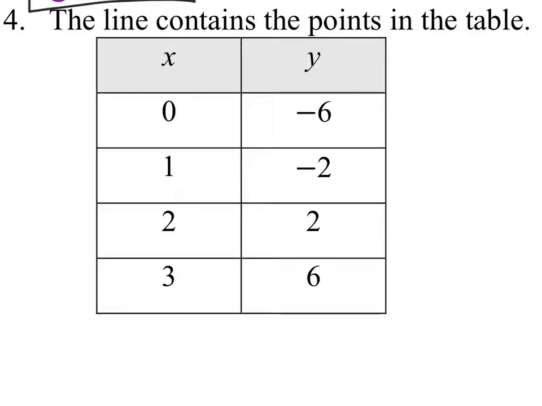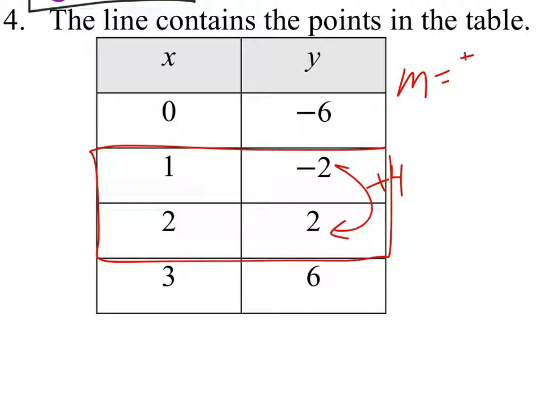So on the table, we just need to choose 2 points to figure out the good old slope. Doesn't matter which 2 points we choose. I'll use these 2. Doesn't matter. So from -2 to 2, this was up 4. So in our slope, we got up 4. And then from 1 to 2 is up 1, so it's over 1. So we'll just say that it's 4.